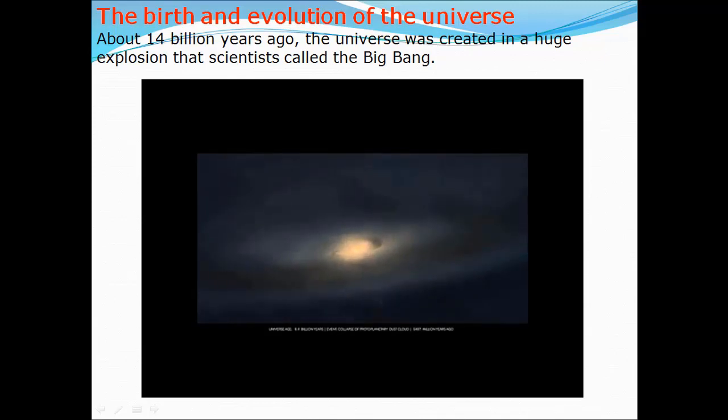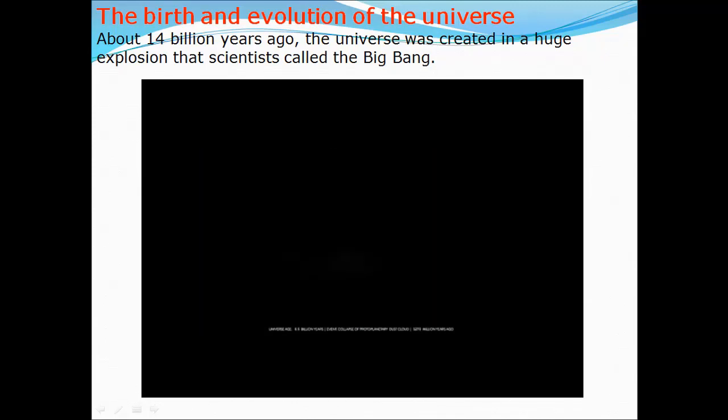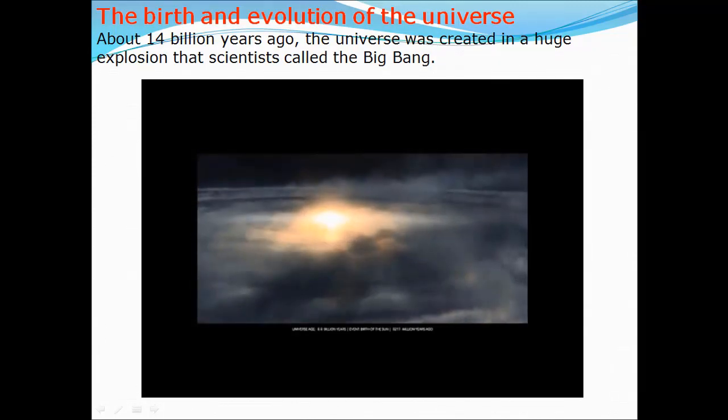After more than 1 billion years, the first stars and galaxies had formed, and then the solar system, including our Sun and Earth.